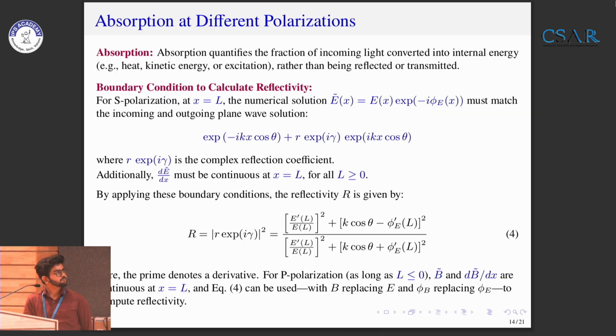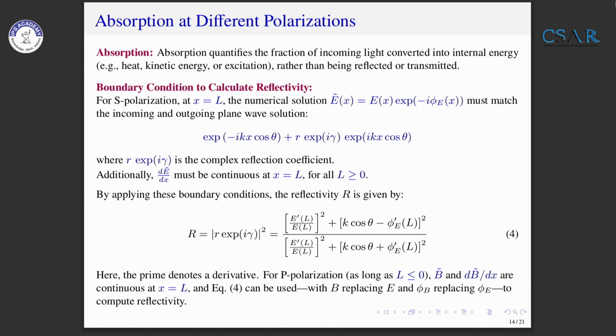Okay. Now absorption at the different polarization. For calculating the absorption, right now I only solve the wave equations. For S polarization at x equal to L, the numerical solution must match the incoming and the outgoing plane wave. Using the boundary condition, one can derive the reflectivity of S and P polarized light wave.